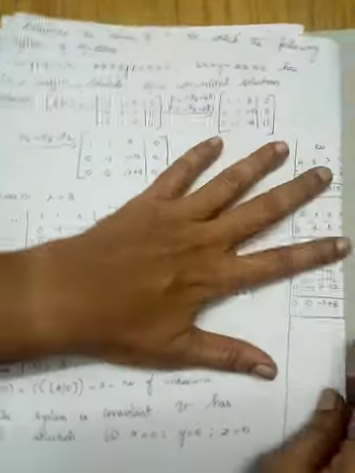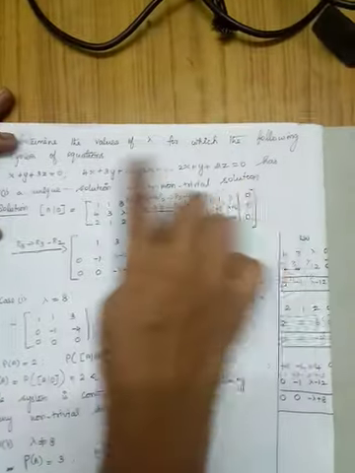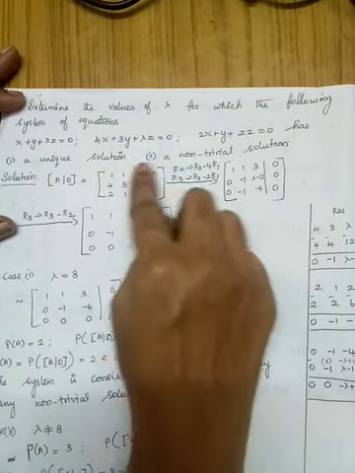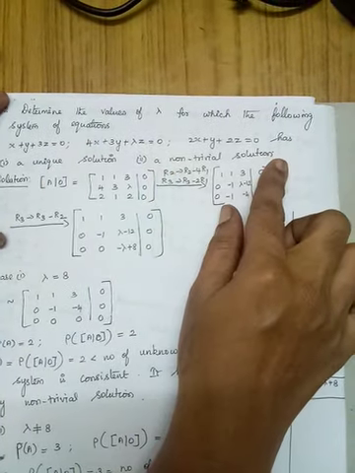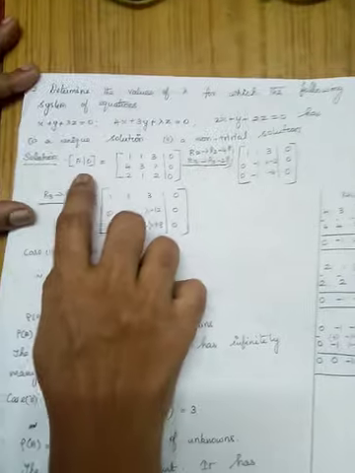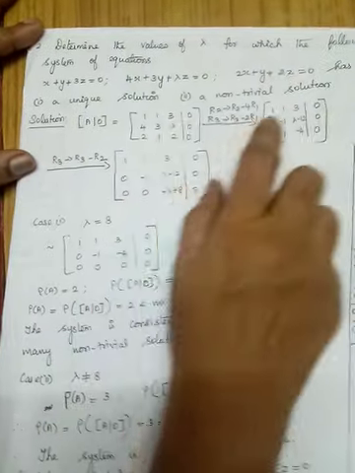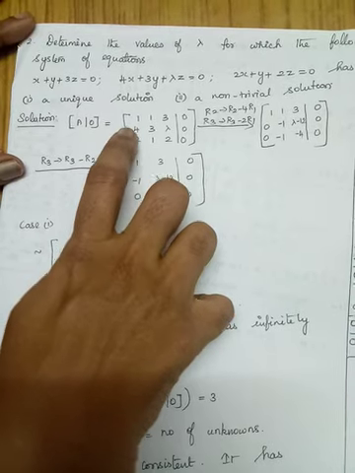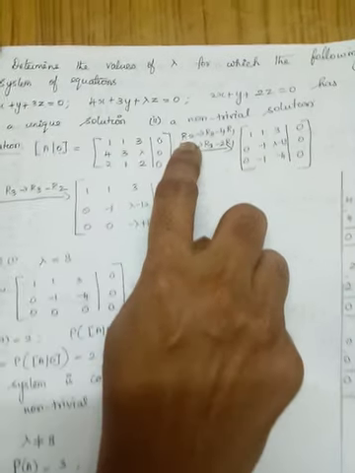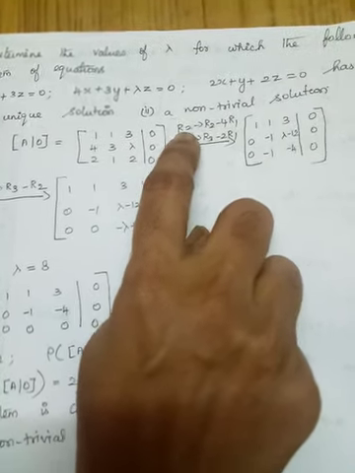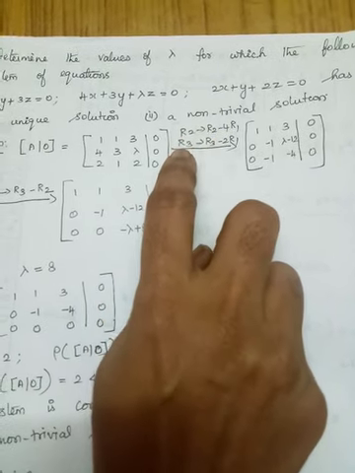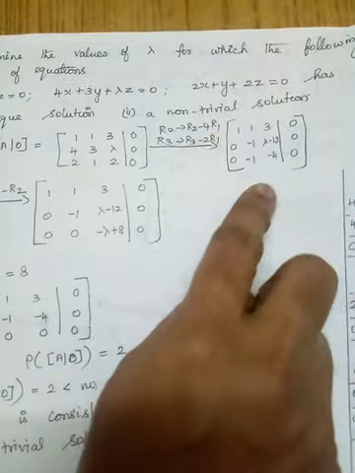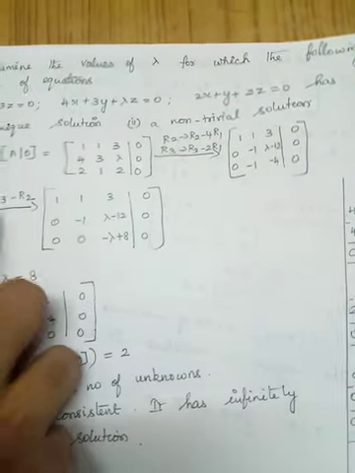Look at the next problem. Determine the values of lambda for which the following system of equations has a unique solution, a non-trivial solution. Okay, so I have written the augmented matrix. So here already 1 is present. So we have to make these two elements 0. So I have done the transformation: R2 implies R2 minus 4R1 and R3 implies R3 minus 2R1. So we got this answer.